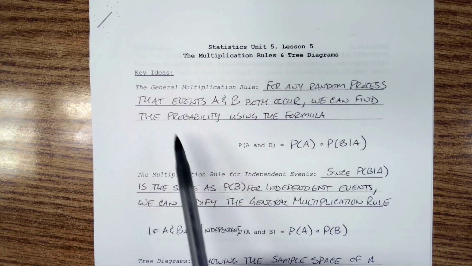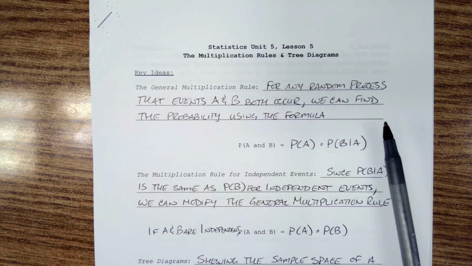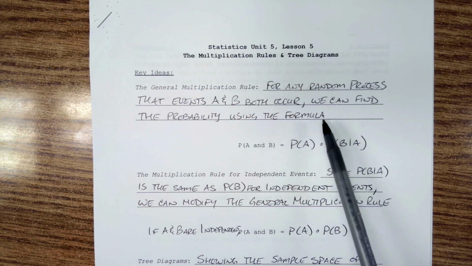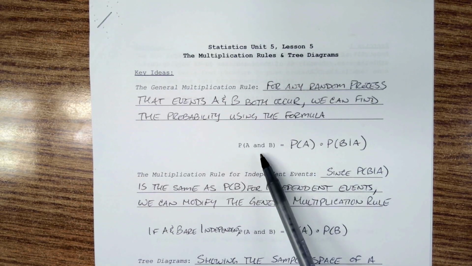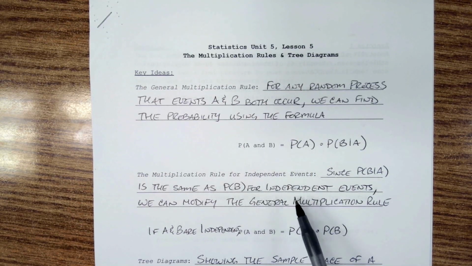So the general multiplication rule is that for any random process where events A and B both occur, we can find the probability using the formula. The probability of A and B happening is the probability of A happening times the probability that B happens, given that A happens as well.